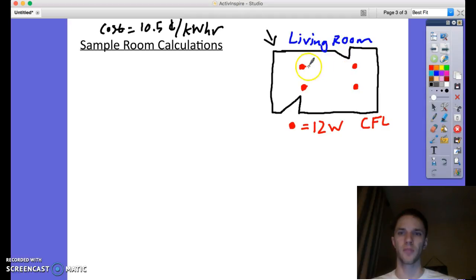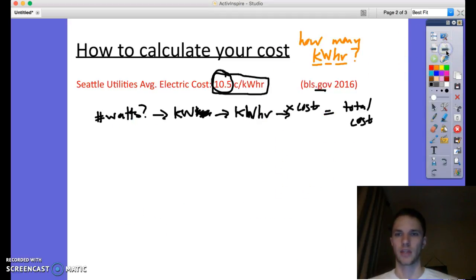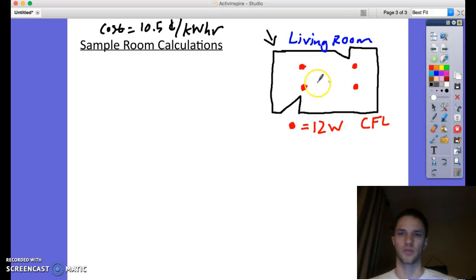This is a living room, and I have 4 lights in this living room. Since it's a living room, I want the lights to be not super bright, but a comfortable brightness. So I'm going to choose a low wattage 12 watt CFL bulb, a compact fluorescent. Again, you're going to make the choice for what you want to use, but I'm going to use 12 watt compact fluorescent light bulbs because I want them to be on the less bright side.